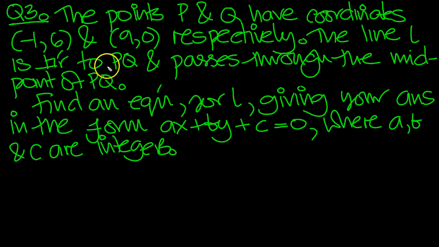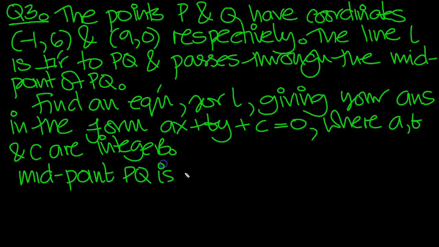The line L is perpendicular to PQ, passes through the midpoint of PQ. So the first thing to do is to obtain the midpoint of PQ. So basically we add the coordinates. -1 plus 9 is 8, divide by 2, 8 divided by 2 is 4. 6 plus 0 is 6, divided by 2 is 3. So there's our midpoint.